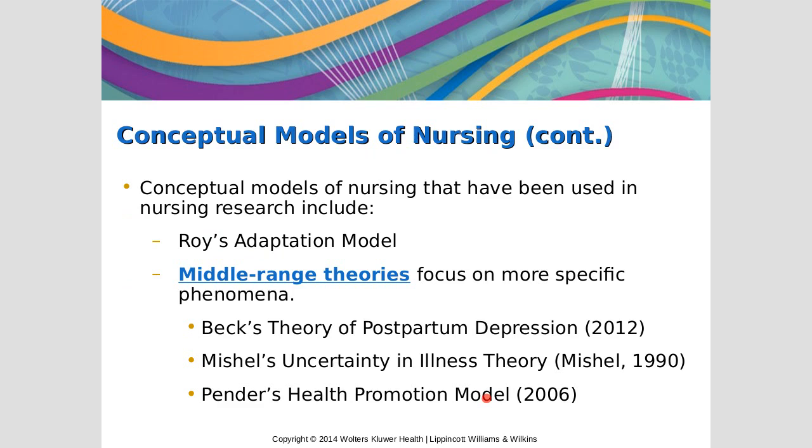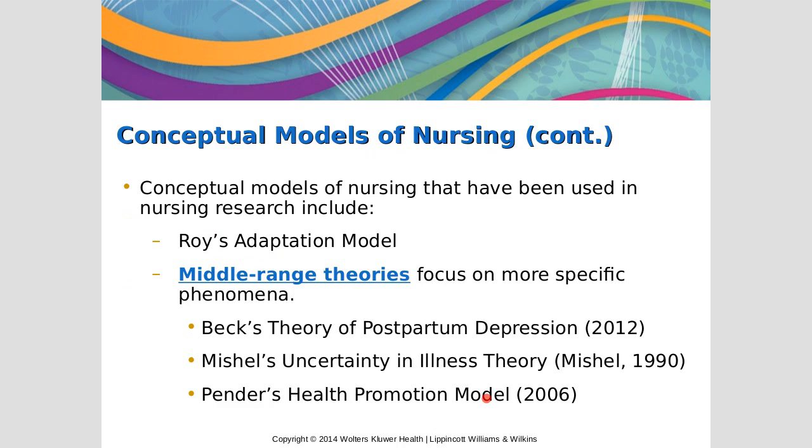You have Beck's theory of postpartum depression that is outlined in your text. Mitchell's uncertainty of illness theory: uncertainty is the inability of a person to determine the meaning of illness-related events. They lead to a conceptualization of uncertainty. And one of the hallmarks of that is the uncertainty in illness scale.